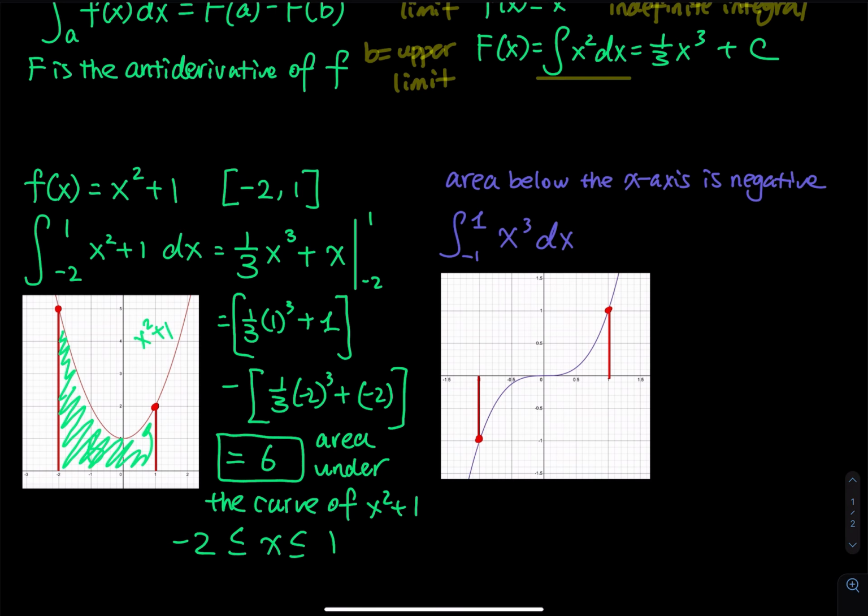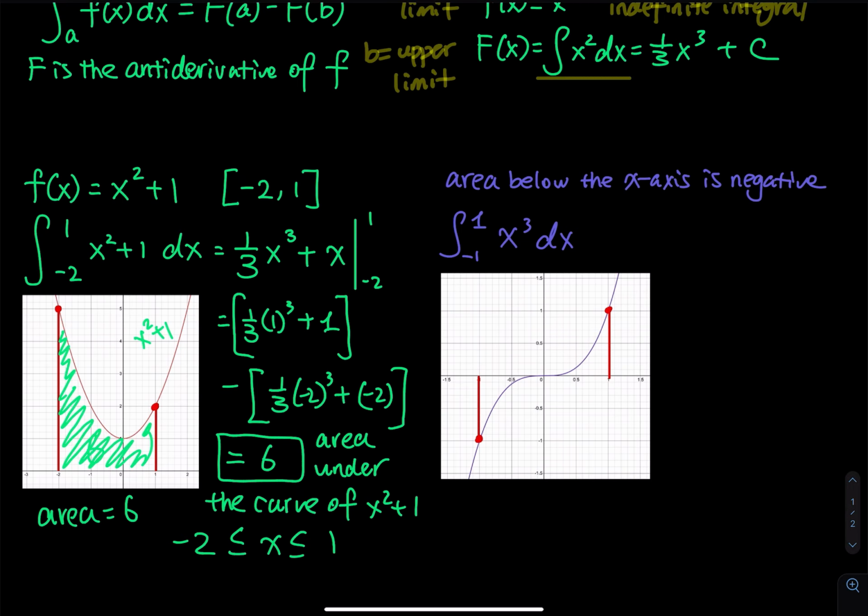Right? So the area is equal to 6. So that's what the result means. And then the next example, the area below the x-axis is negative. We talked about this when we were discussing Riemann sums, right? The area below the x-axis is negative. Okay, so let's take a look at this integral.